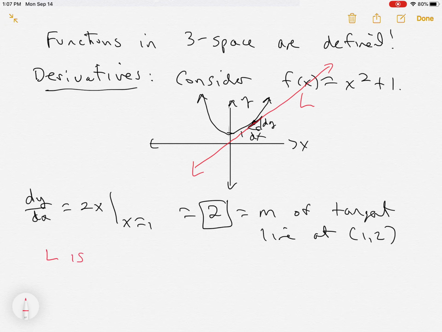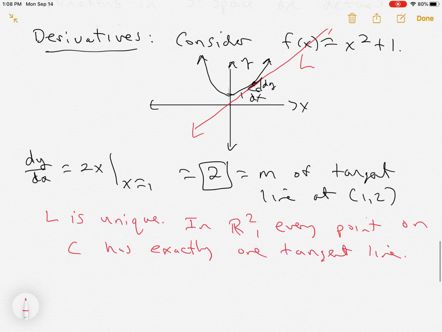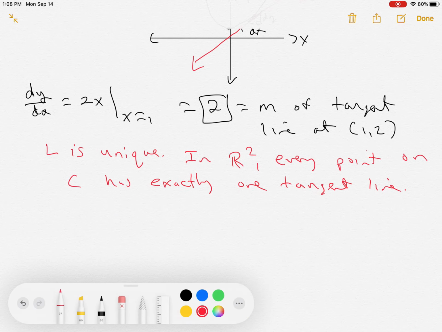Remember, L is unique. There's one and only one tangent line to a point in a curve in R2. So in R2, every point on a smooth curve has exactly one tangent line. And the slope of that line is defined by the derivative, right, dy dx. Okay. So let's jump to Calc 3.